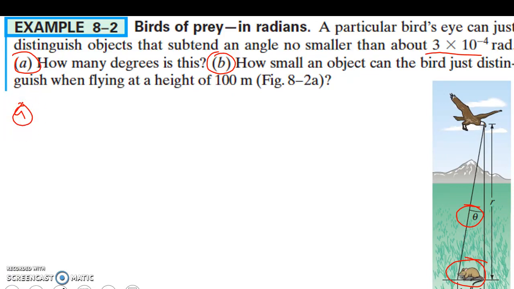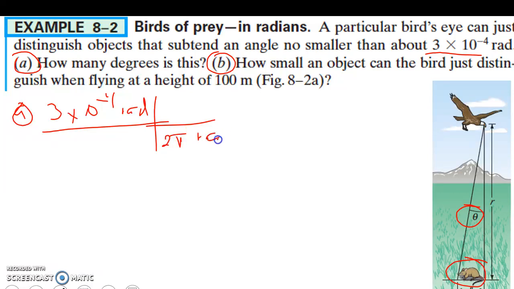Again, same conversion as before. We know that if we have 3 times 10 to the negative 4 radians, we know that 2 pi radians are 360 degrees. So we take 3 times 10 to the negative 4, multiply by 360, divide by 2 pi, and we get an angle that's very, very small, 0.017 degree. So that's the degree that it can use to distinguish, which is pretty small.